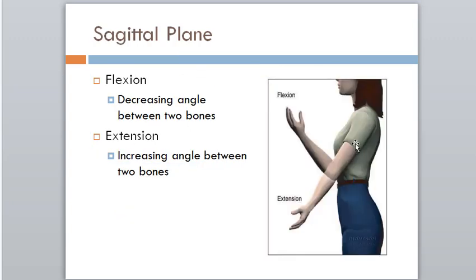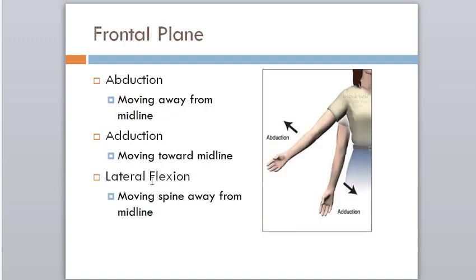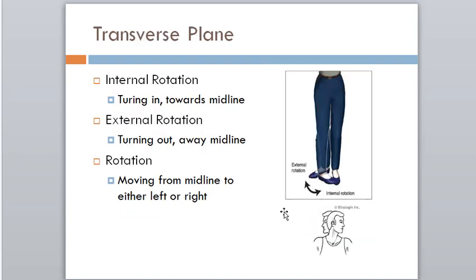So unlike the sagittal plane motion, where flexion and extension are used to describe both arm and leg and spine motion, in the frontal plane, the arm and leg motion has different terminology than the torso. And that's also true for the transverse plane. In the transverse plane, the movement that's occurring here is a spinning movement or rotation.